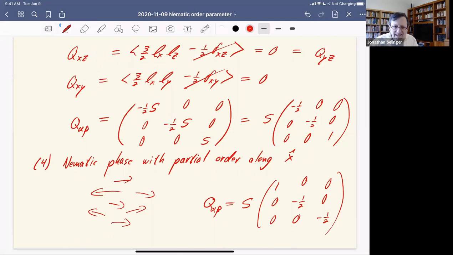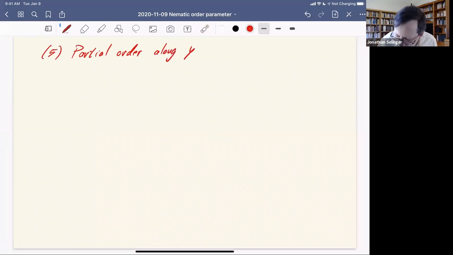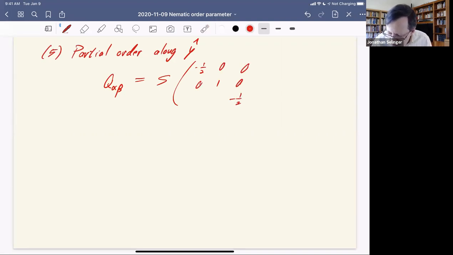Good so far? Right. What about if it's partial order along Y? Anybody want to take a guess? I think you're guessing that the special position will be the YY position, right in the middle, right there. Okay, and so if there is partial order along Y, then we would have our Q tensor. That's this scalar S, and then minus a half, 1, minus a half, 0, 0, 0, 0, 0, 0.